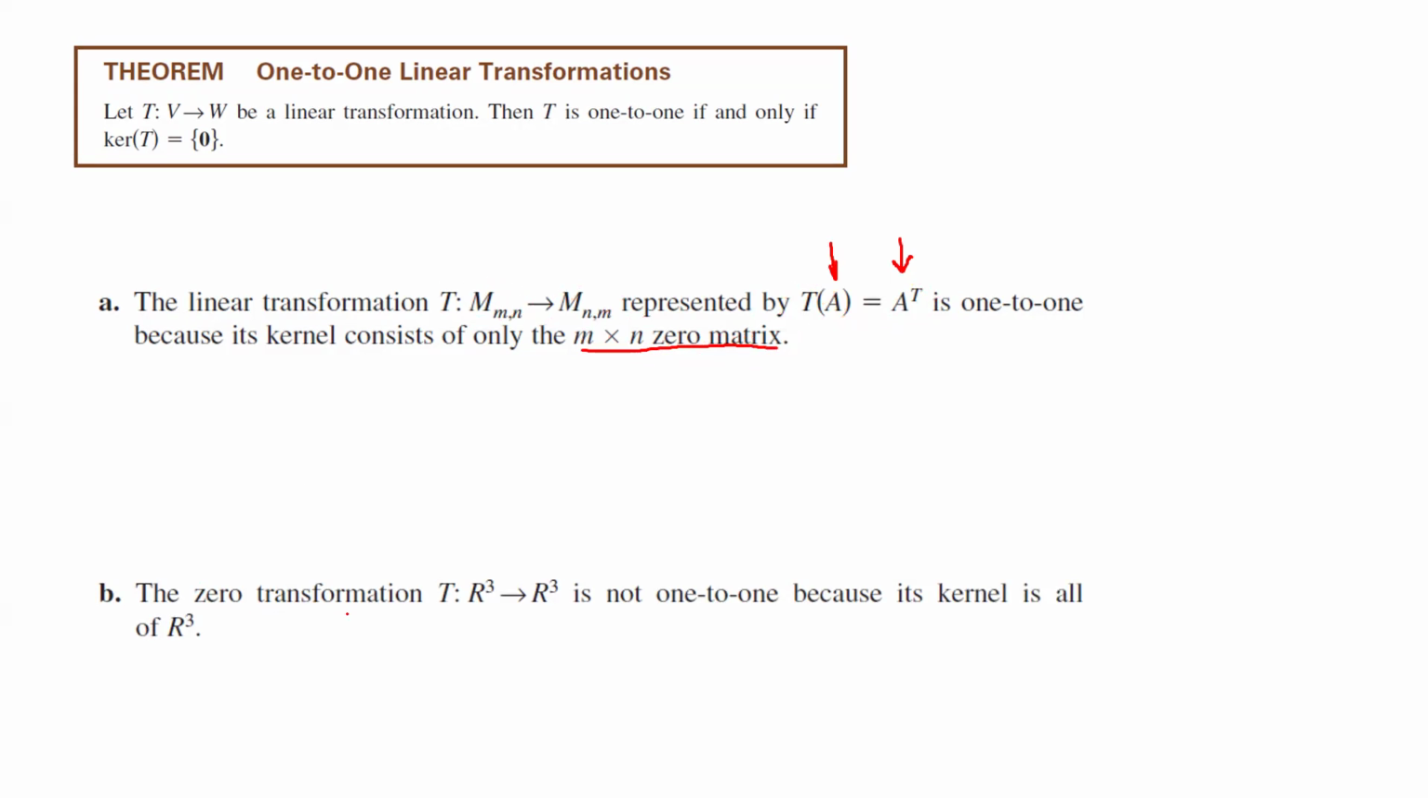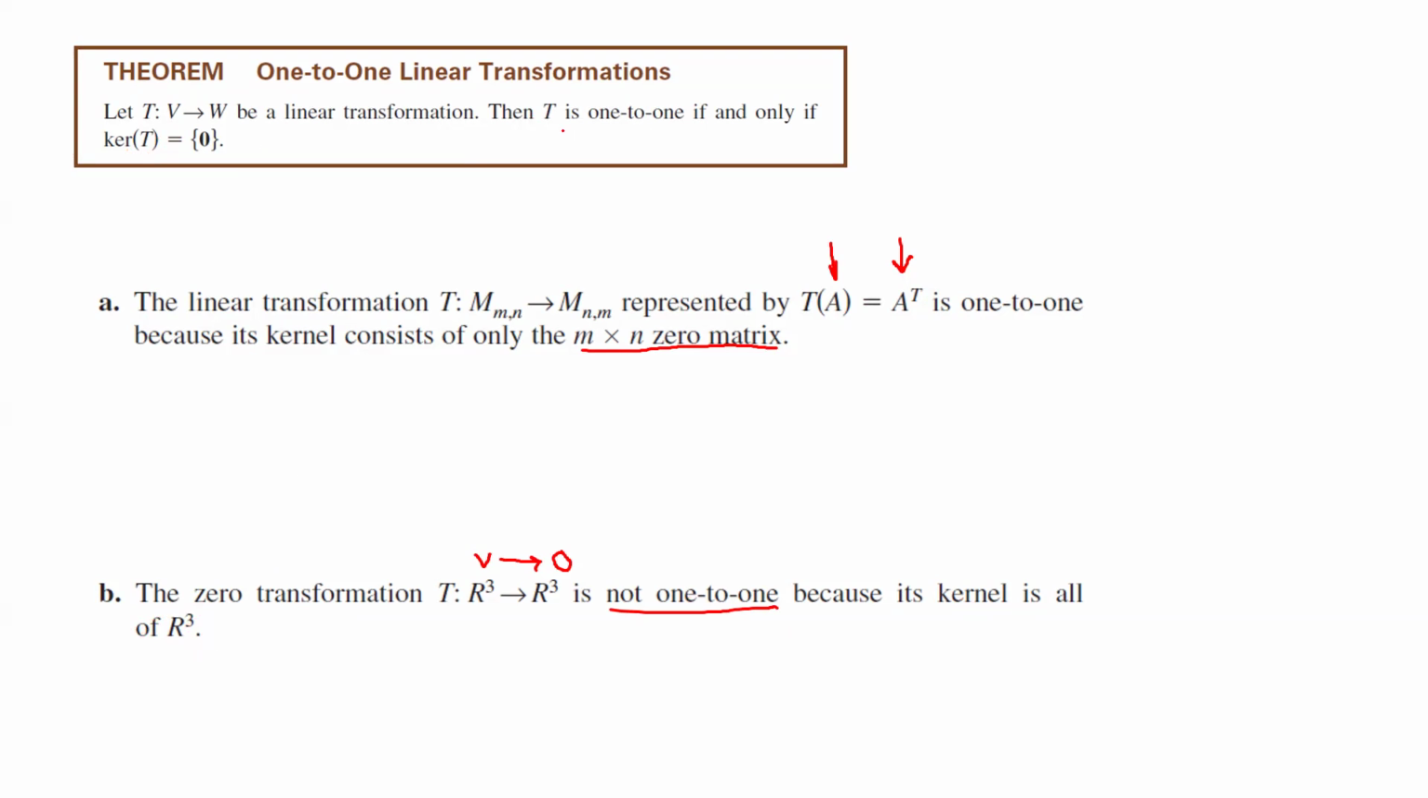Remember the 0 transformation. The 0 transformation takes every vector and gives you the 0 vector back. This is not a one-to-one linear transformation. Why is that? Because the kernel is not 0. As you remember, the kernel is all of the domain. The kernel is the space itself. So since it doesn't satisfy this condition, it is not one-to-one.